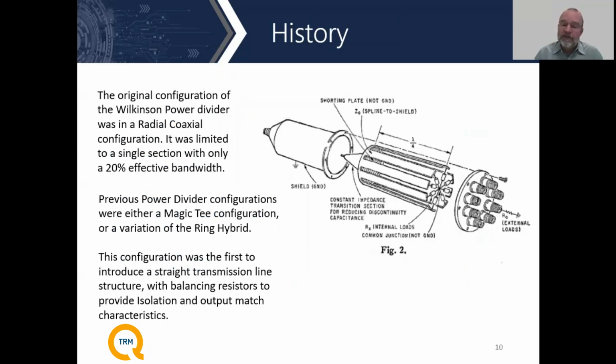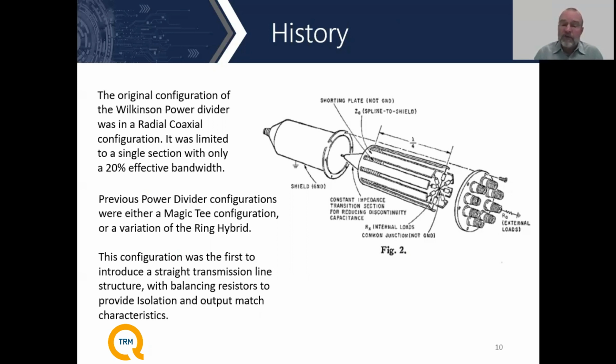So this is the diagram of what Wilkinson had in his initial paper. And as you can see there, what he had was basically a coaxial airline construction, and he was relying on the quarter wavelength line within that coaxial radial structure, and then the internal loads are in a star configuration between all 8 of those outputs.